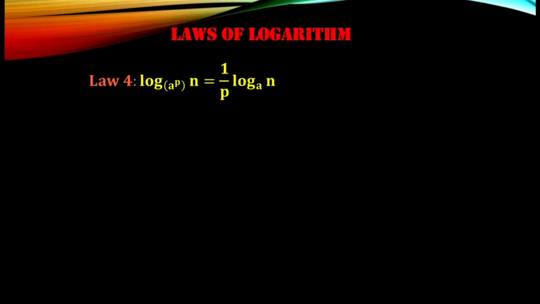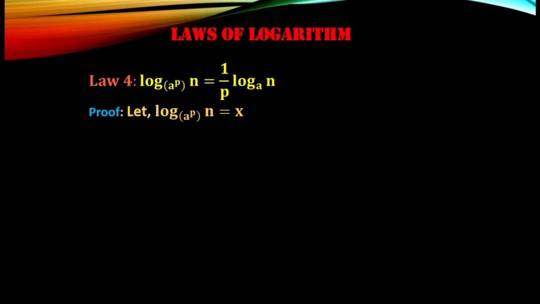Law number 4 states that log of n to the base a to the power p equals 1 by p log of n to the base a. Here we have to note that the base is itself in exponential form, which is a to the power p. So we need to prove this as well.